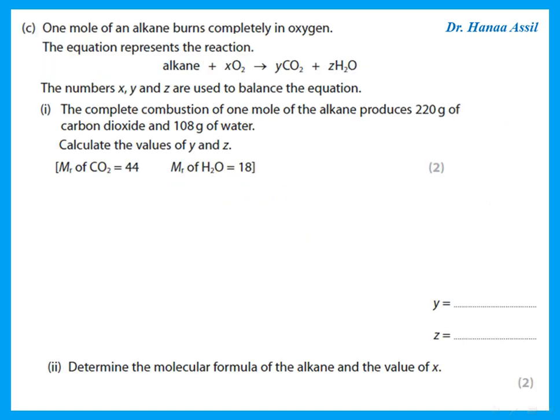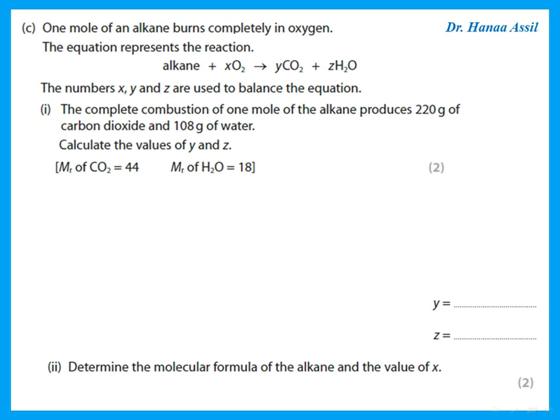Then here he says 1 mole of an alkane burns completely in oxygen. The equation represents the reaction. The numbers X, Y, and Z are used to balance the equation. So the problem here is I have an alkane, but I don't know what is its molecular formula. So I don't know what is X and what is Y and what is Z.